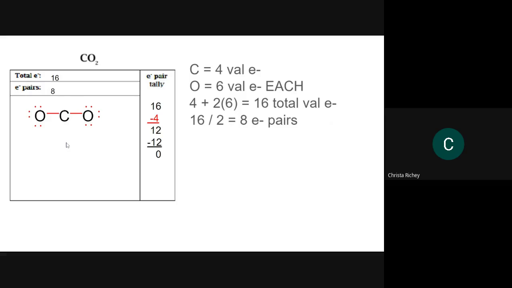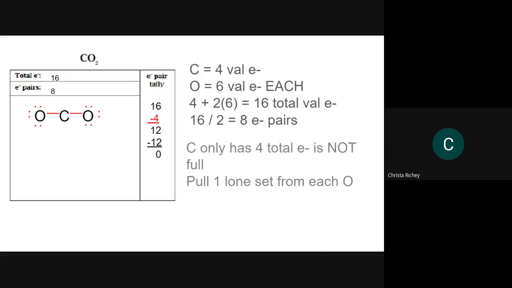Both oxygens have 8. But carbon only has 4. So what we're going to do is move a lone pair up here, and move this lone pair up here, and create what is called a double bond. I did this on the right thing. So carbon has a problem.